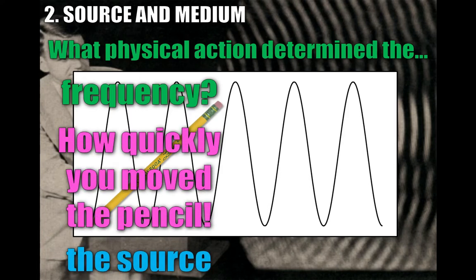So the quicker we move the pencil, the higher the frequency. The slower we move the pencil, the lower the frequency. In other words, the frequency of this wave that we've created was determined by the source, the oscillations of the source.